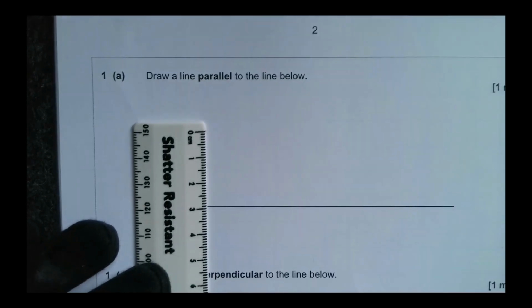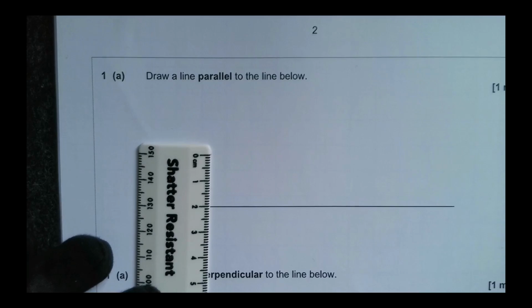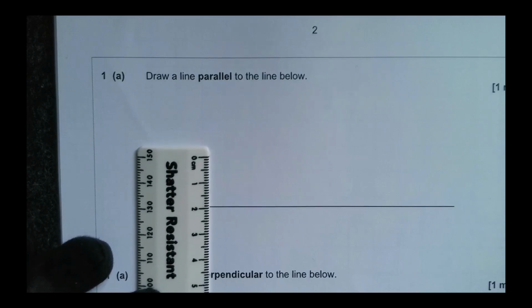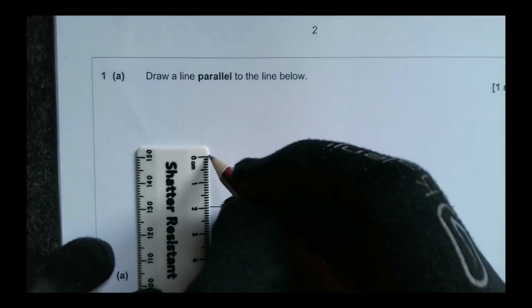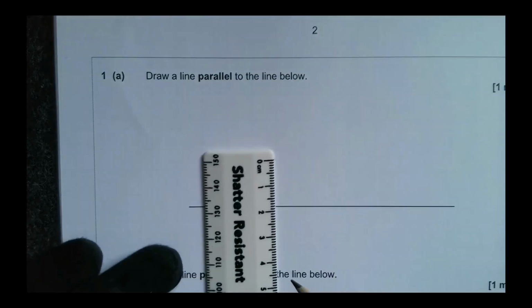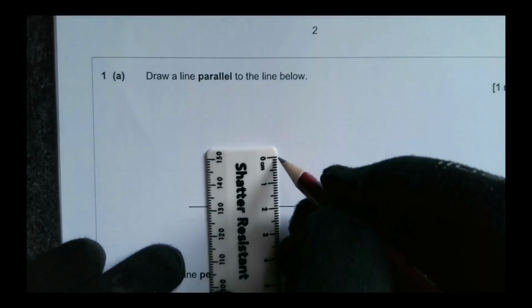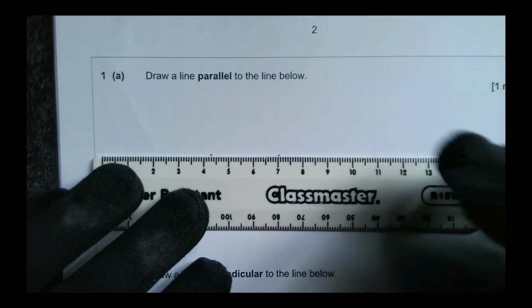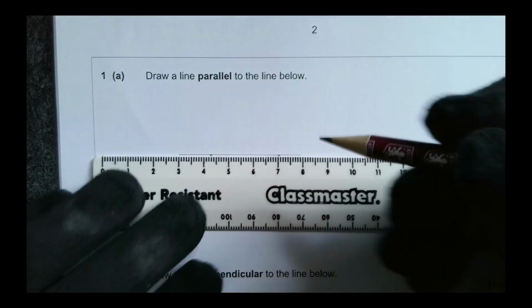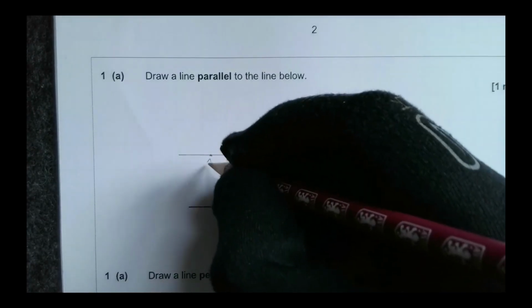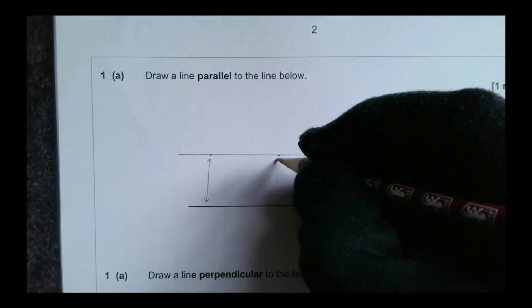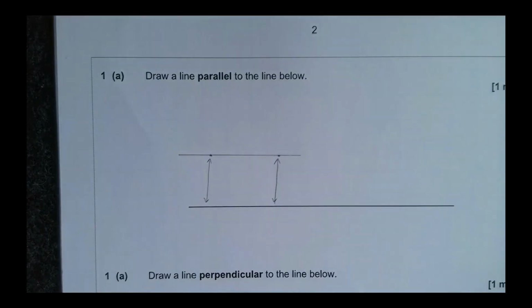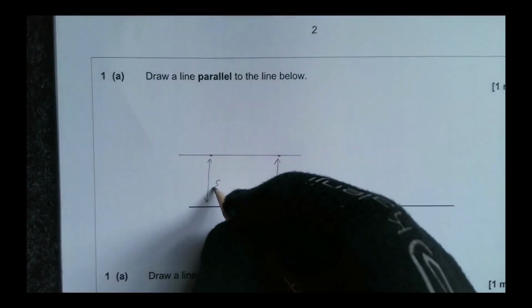But what you want to do with your ruler is, on any point of the line, make a distance in centimeters, something that's easy for you. So let's say 2 centimeters. I find 2 centimeters, I make a little dash, and then somewhere else on the line I do exactly the same, make a little dash, and then join those 2 points up. I've chosen 2 centimeters, you could pick absolutely any, but the distance between the line that's drawn and the line you've drawn needs to be the same.